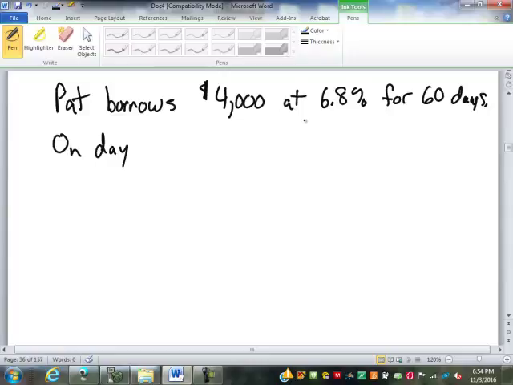For these, though, the reason the rates are usually so high is there's no collateral. For a car loan, you have a car as collateral. Home loan, you have the house. Here, it's just going off your signature and your reputation.